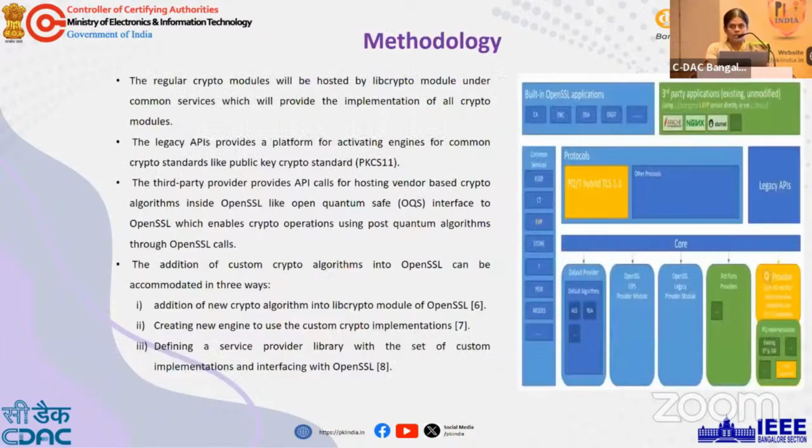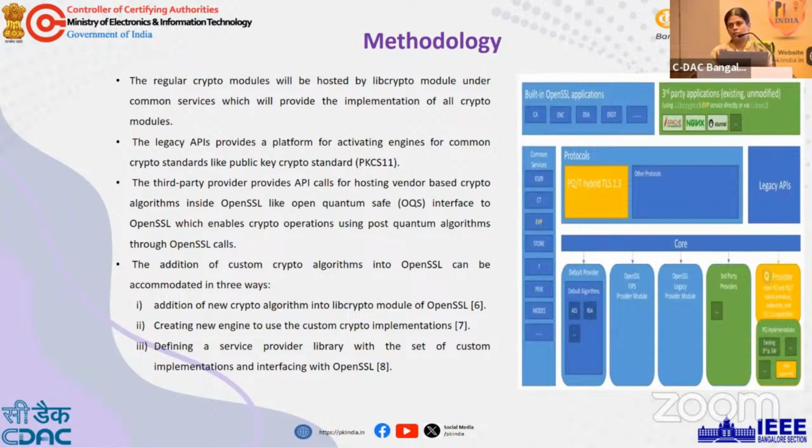So this is an OpenSSL-inspired architecture from the OpenSSL documentation. We identified 3 places where we can add a custom crypto implementation into OpenSSL. One is the common services or the libcrypto modules, where the regular crypto operations are hosted under the common services section. The second one is the legacy APIs, the application programming interface which public crypto standards and PKI standards use to interface their engines into OpenSSL.